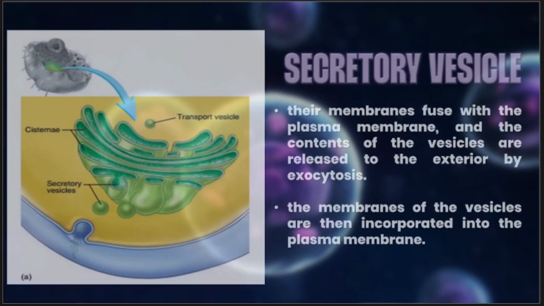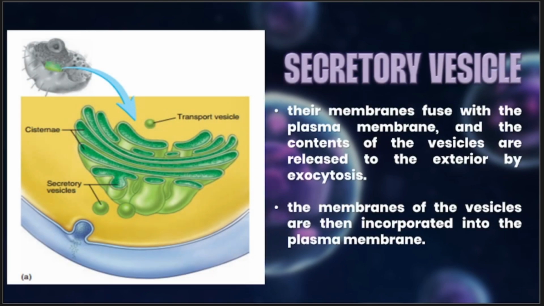We also have your secretory vesicles. Their membrane fuses with the plasma membrane, and the contents of the vesicles are released to the exterior by exocytosis, which you have discussed a while back. And the membrane of the vesicles is then incorporated into the plasma membrane.